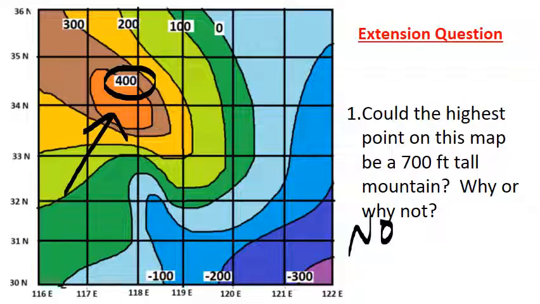because notice that each line goes up by 100. So inside of that orange area, if you got to 500 feet, if the land got that high, you would have another color, because each color represents a change of 100. So inside this orange area here, there must not be anything higher than 499. Because if you had some place that was 500, you'd have to have a new color, because each 100 feet makes a new color.